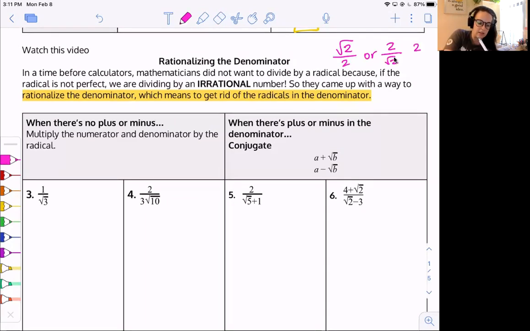Imagine this is like 2 divided by 1.414, yada, yada, yada. I don't really want to divide by that. So they came up with a way to rationalize it, which means to get rid of the radicals in the denominator. So we're not allowed to have a radical sign in the denominator, right, in the bottom of our fraction.